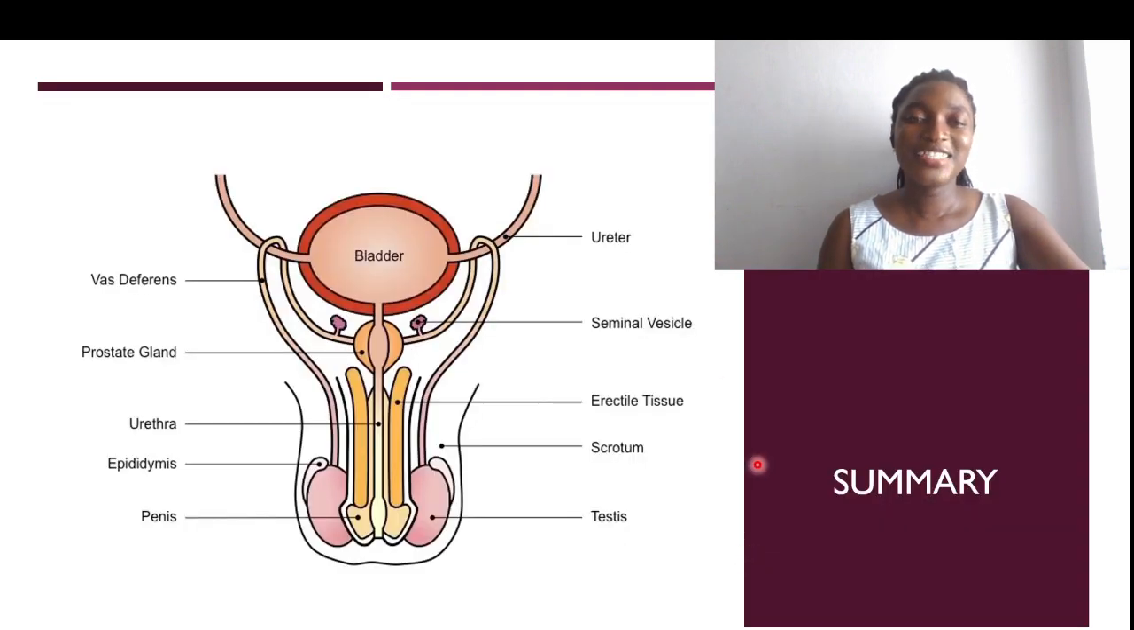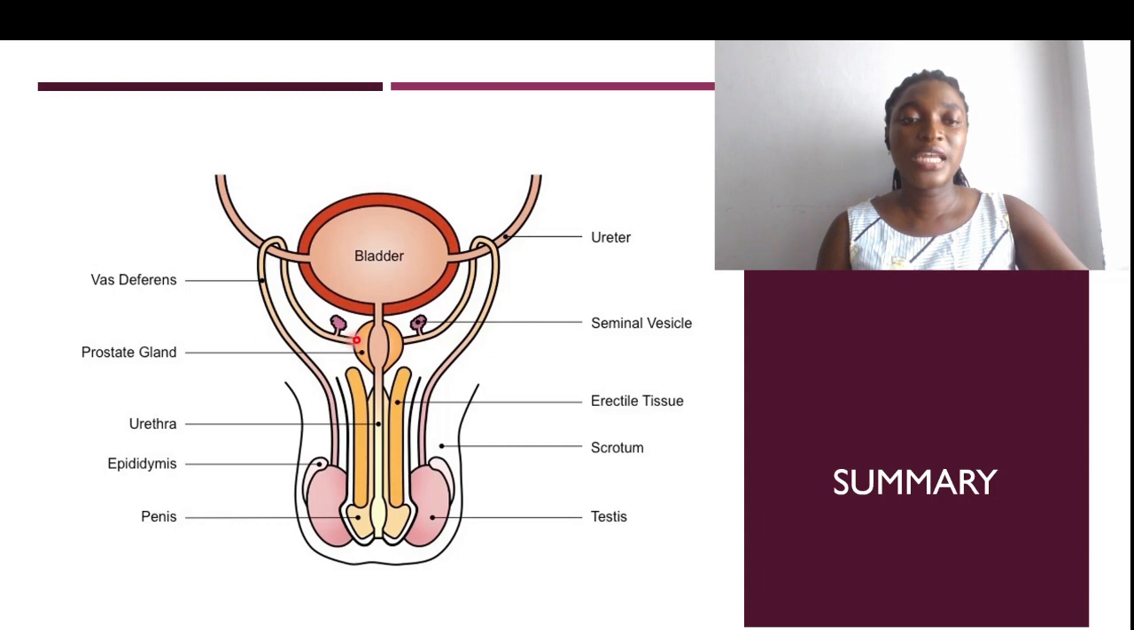So, to summarize, today we've looked at parts of the male reproductive system. We looked at the scrotum, which is responsible for housing the testicles. We looked at the testicles for production of the sperms. The sperms produced are stored in the epididymis. The epididymis transports the sperms through the vas deferens and it meets the seminal vesicle, which releases seminal fluid onto the sperms which have been produced.